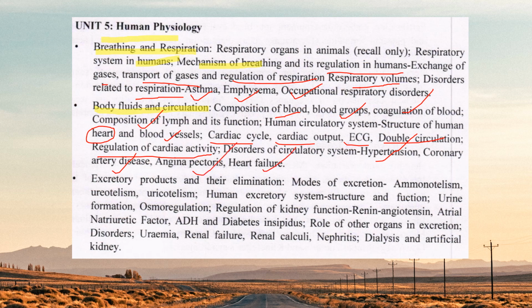Then the other chapter is excretory products and their elimination. So in this, the modes of excretion: ammonotelism, ureotelism, uricotelism, human excretory system. In this, you have to read about the structure of the human excretory system, the function, the urine formation, osmoregulation, regulation of kidney function, that is renin-angiotensin, atrial natriuretic factor, that is ANF, ADH, diabetes insipidus, and role of other organs in excretion. Then disorders, you have to read about uremia, renal failure, renal calculi, nephritis, dialysis, and artificial kidney.